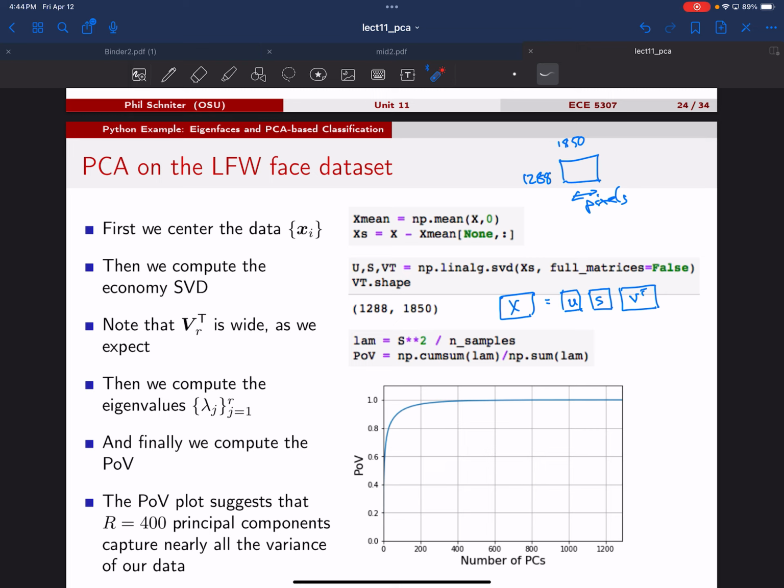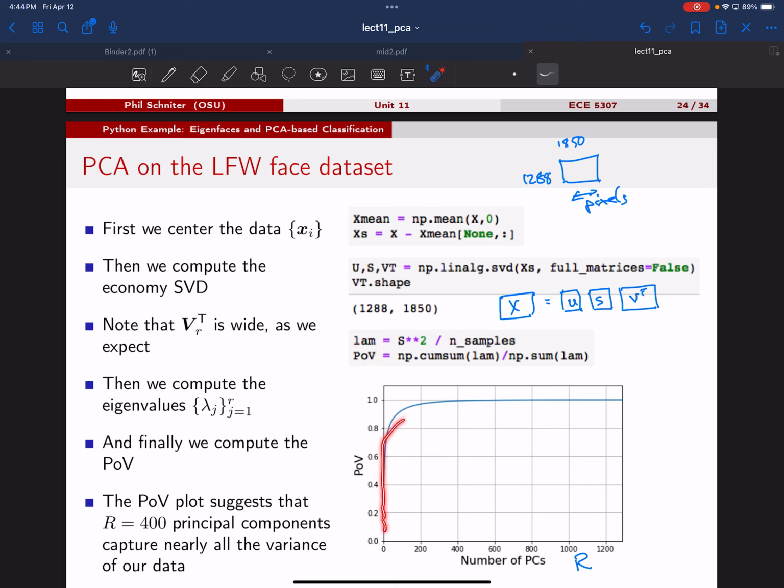And then the last thing is, what is the proportion of variance as a function of R, the number of principal components that we use. We can do that with cumsum of lambda. That's just a cumulative sum: the first lambda, then first plus second, then first, second, third, and so on. This is the top of the POV fraction, and then just summing all the lambdas is the bottom of the POV fraction. So now this is POV versus R.